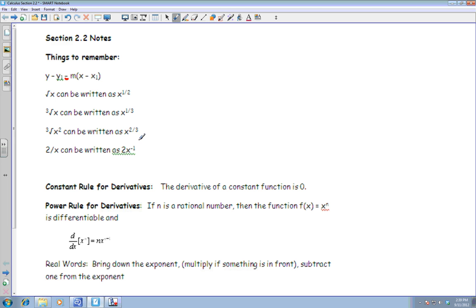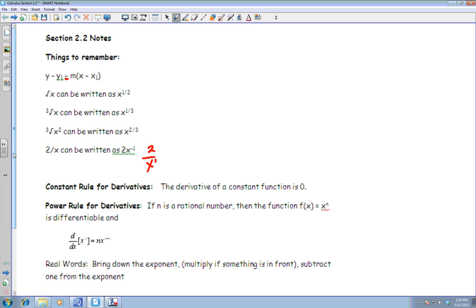2 over x, so originally that was this problem. Anytime I want to bring something up into the numerator, I can rewrite that, but I have to change, this is to the first, I have to change the sign of my exponent. So I can rewrite this as 2x to the -1.